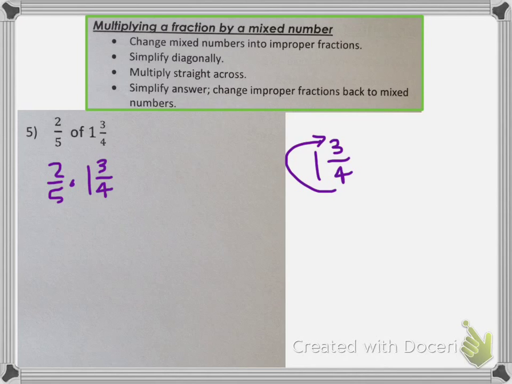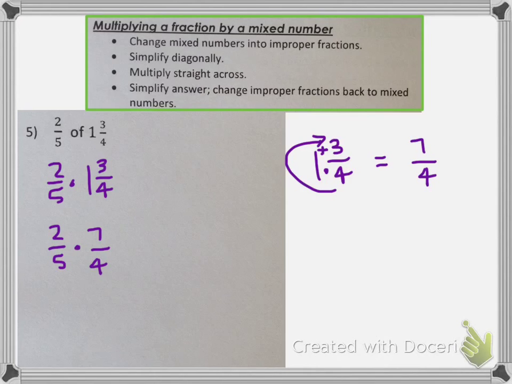I'm going to do 4 times 1. And then, once we get that number, we'll add 3 to that, and that will give us our new numerator, and the denominator will stay the same. So 4 times 1 is 4, plus 3 is 7, and then the denominator stays the same, it's 4. So 1 3/4 is the same thing as 7/4. So now we can rewrite the problem 2/5 times 7/4. And then from here on out, the rest of the process is the same.